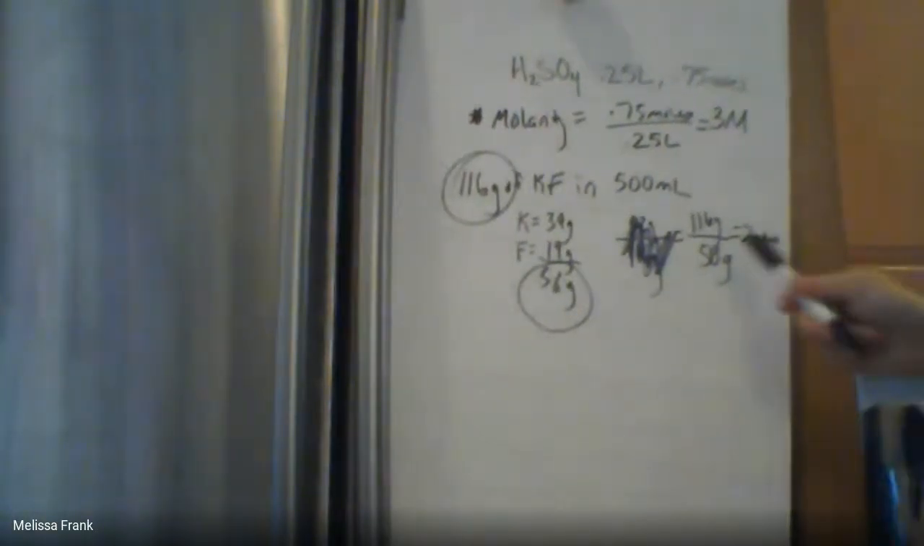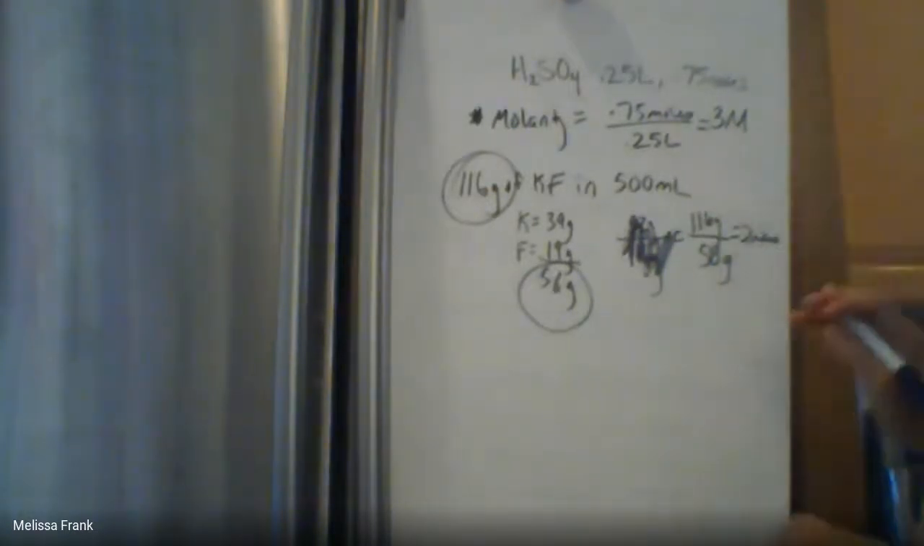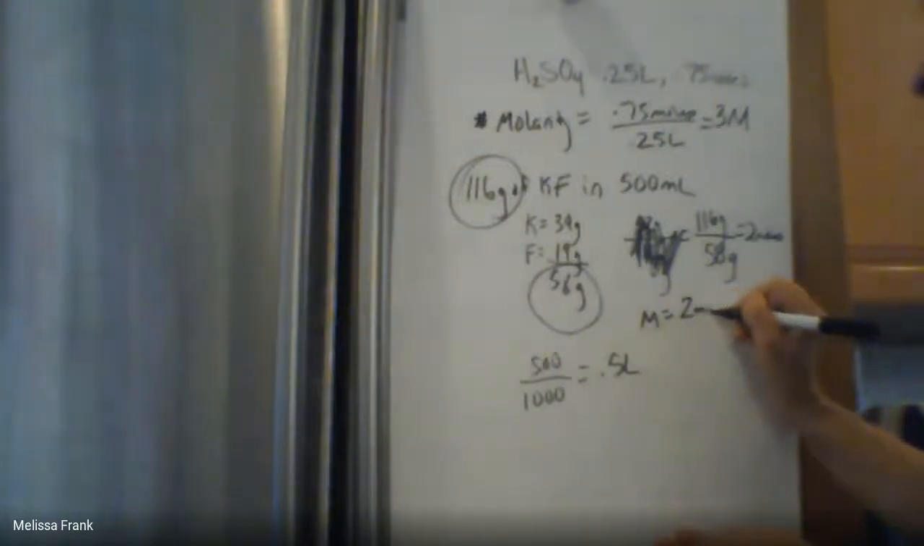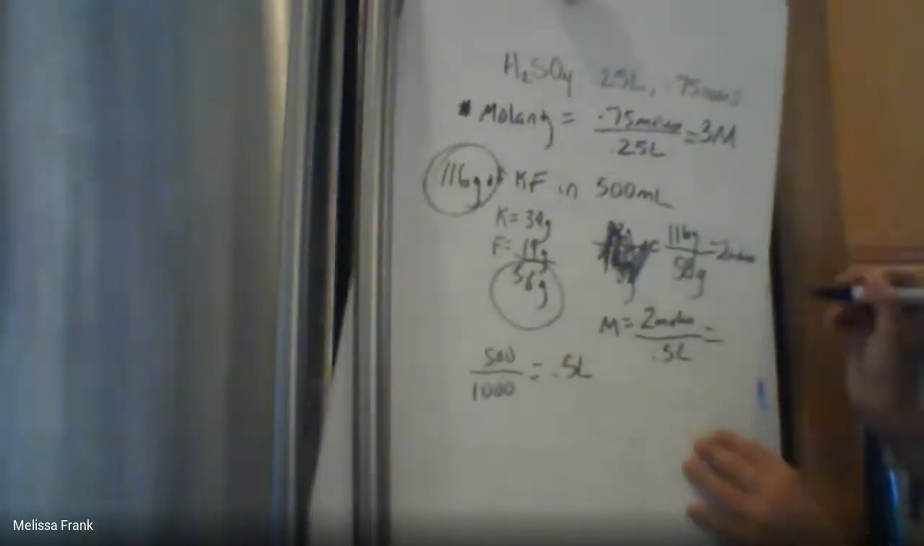Okay? Now we have 500 milliliters. If we divide that by 1,000, we get 0.5 liters. So now molarity is 2 moles over 0.5 liters. So 2 divided by 0.5, if we put that in our calculator, gives you a 4 molar solution.